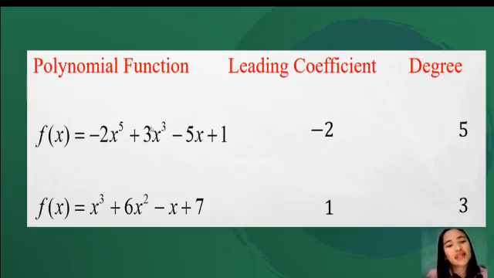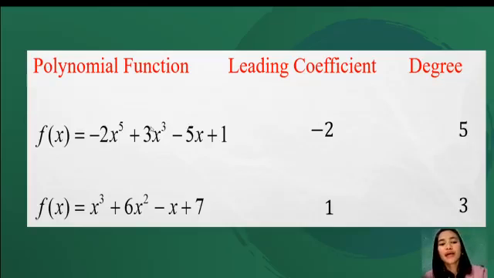Now let's have example number 2. f of x is equal to x cubed plus 6x squared minus x plus 7. If you look at this one, it's already written in standard form, since the exponents are in descending order. So what do you have in here? The highest exponent is 3. Therefore, the degree is 3, so this is a cubic.